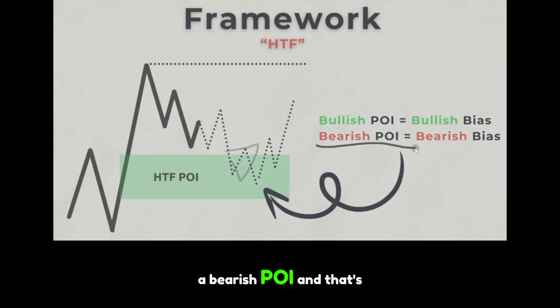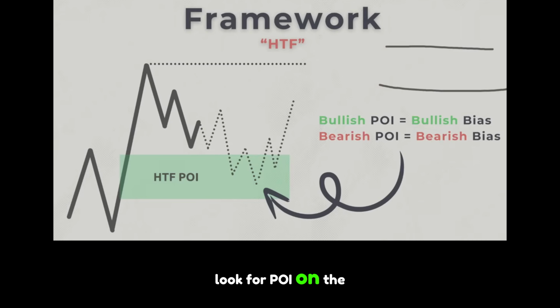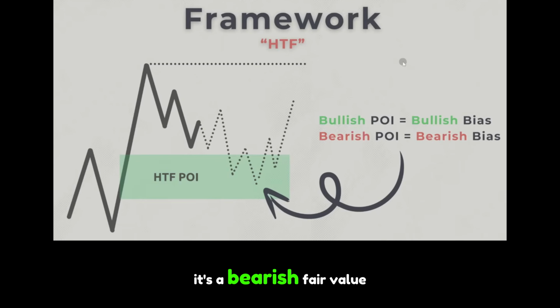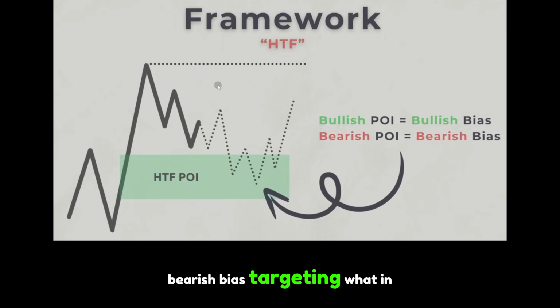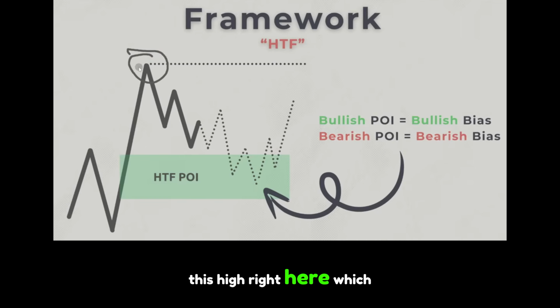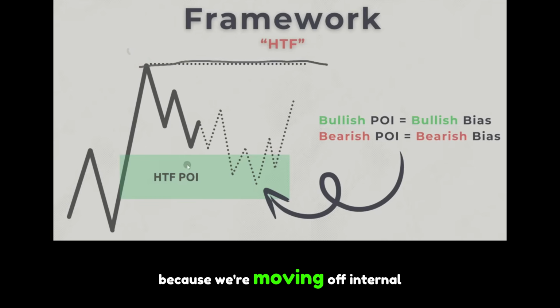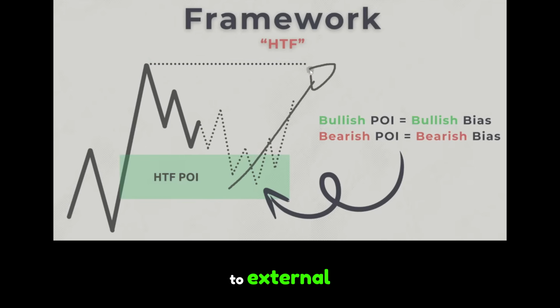A bearish POI, and we're keeping it simple here, very simple. So how to establish a bias? Look for a POI on the high time frame and trade based on that. If it's a bullish fair value gap, then we are bullish. If it's a bearish fair value gap, then we are bearish in the low time frame. So same thing here, you see bullish POI, bullish bias, bearish POI, bearish bias. Targeting what in this case? This high right here, which is the external, because we're moving off internal to externals.